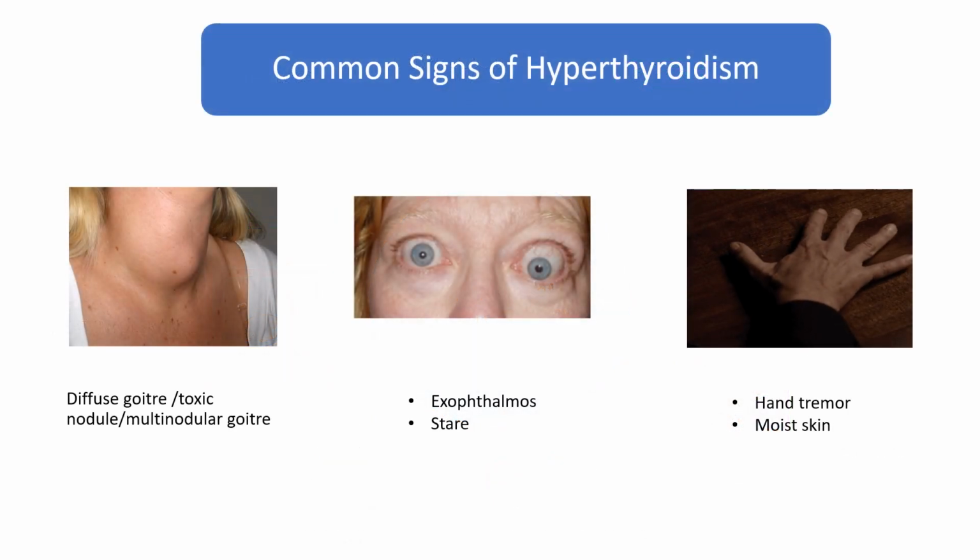Looking at a person, we can say he or she is suffering from hyperthyroidism. Swelling in front of the neck, bulging eyes and staring look, shaking hands.